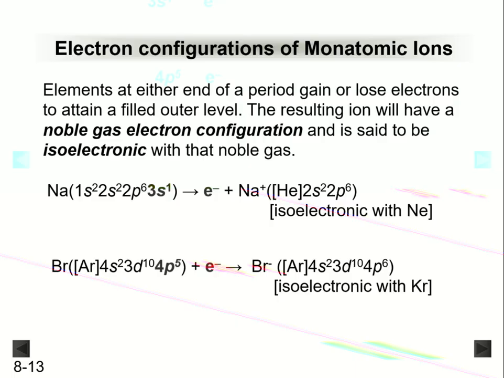Sodium, as an example, has its shown electron configuration, and the red 3s1 is the valence electron configuration, and that's the electron that comes off, leaving sodium with a plus charge on it, and that's isoelectronic with neon. Below there is bromine, and that's a halogen in group 17. Its outer electron configuration is 4p5, and so we have an electron added to that to make it 4p6, and that's isoelectronic with krypton.